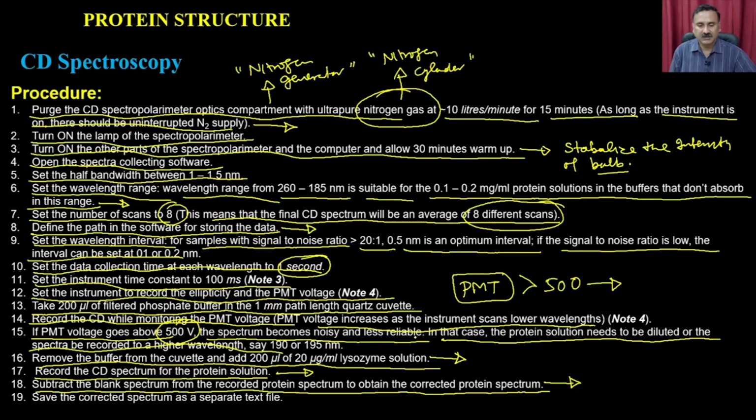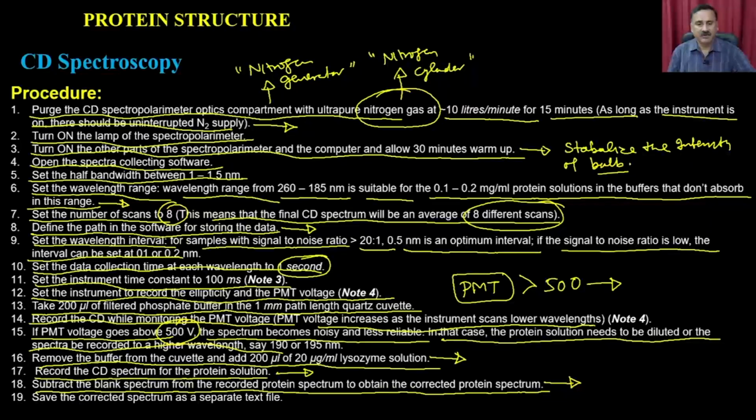So, in step 1 we first collected the spectra for the buffer, that will be the blank spectra, and then in step 2 we collected the spectra for the protein. That is the protein spectra, and then you have to subtract the buffer spectra from the protein spectra, and that is going to give you the corrected protein spectra. Then you save the corrected protein spectra as a text file, so that you can use it in the next step for analysis.